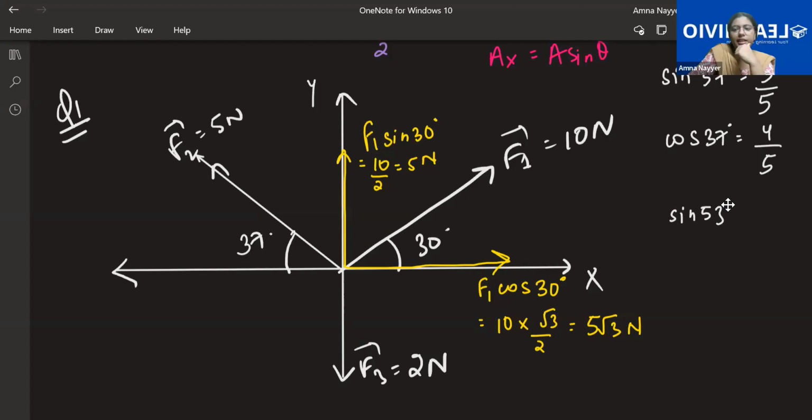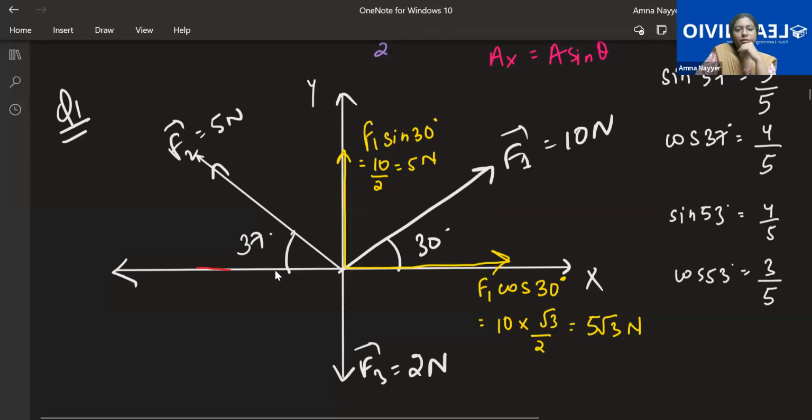Sine 53 degree is 4 by 5, and cos 53 degree is 3 by 5. Just note it afterwards at the corner somewhere, because this is often seen. 53 and 37 are often used. So let's resolve F2. F2's x component will come here.